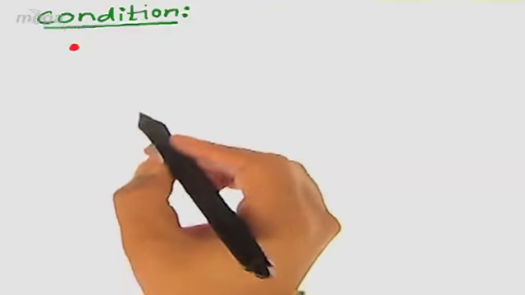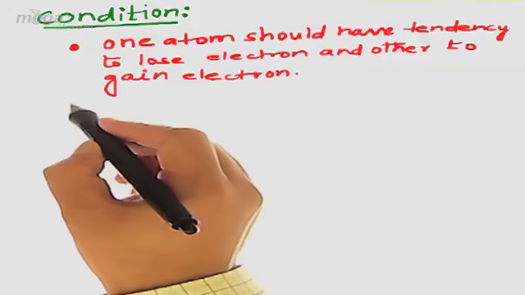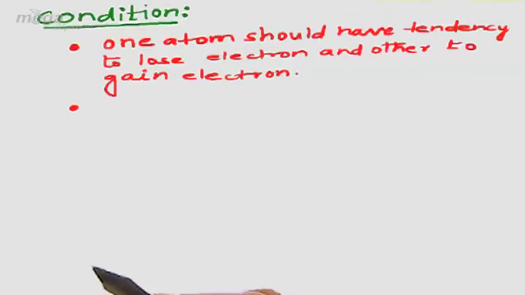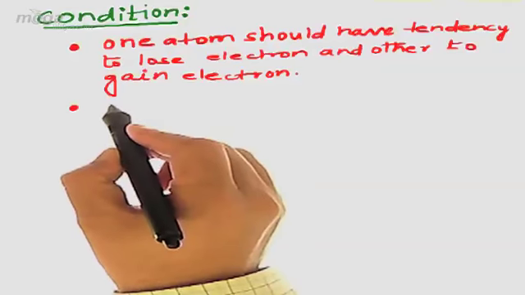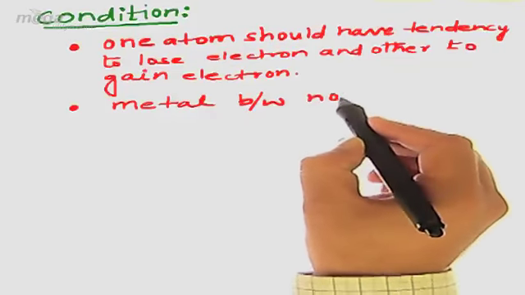So the very first condition is that one atom should have a tendency to undergo the loss of electrons while the other should have a tendency to gain electrons. So it is now very clear that if an atom undergoes the loss of electrons, that means it should be a metal, and whenever an atom accepts electrons, then it has a non-metallic behavior. So it could be concluded that between metal and non-metal we can have ionic bonding.